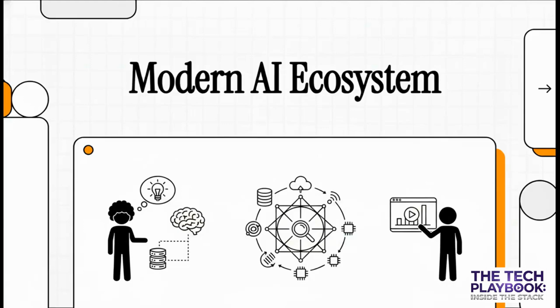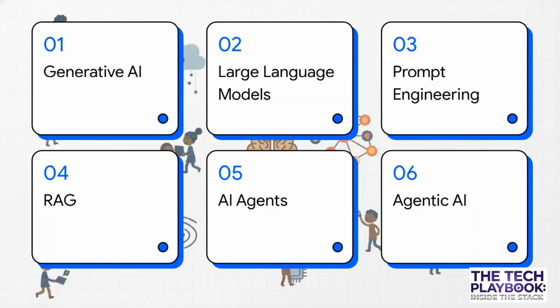Today, we're breaking down a massive topic into something super simple, visual, and really easy to understand. We're looking at the foundational components of a modern AI ecosystem. Now, you might be wondering, why does this matter? Well, because whether you realize it or not, these 6 layers are rapidly changing how we work, how we create, and basically how we live. Understanding the stack means understanding the future. So in this explainer, we're going to explore the 6 main categories of modern AI technology, layer by layer. We've got generative AI, large language models, prompt engineering, RAG, AI agents, and finally, agentic AI. Let's get right to it.